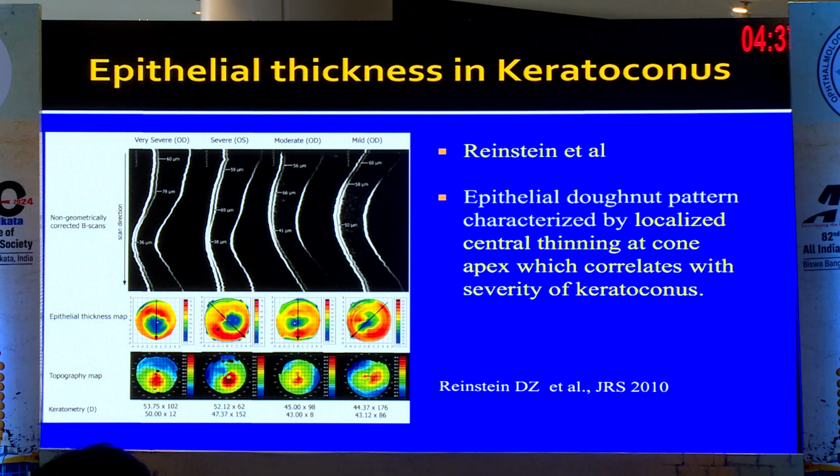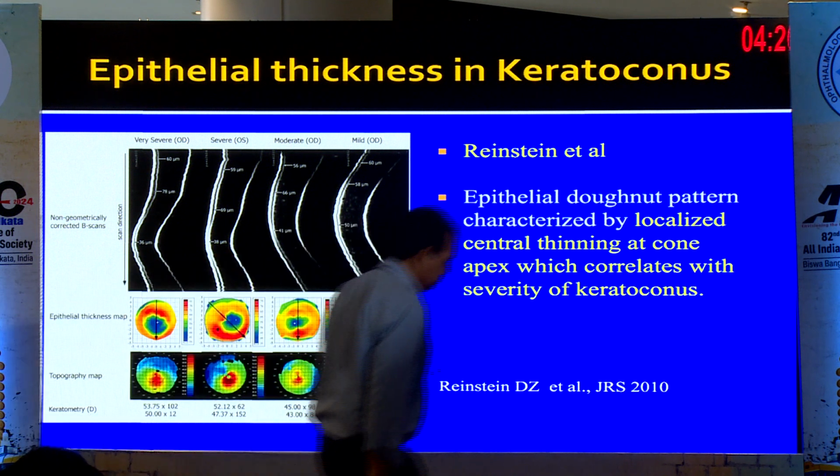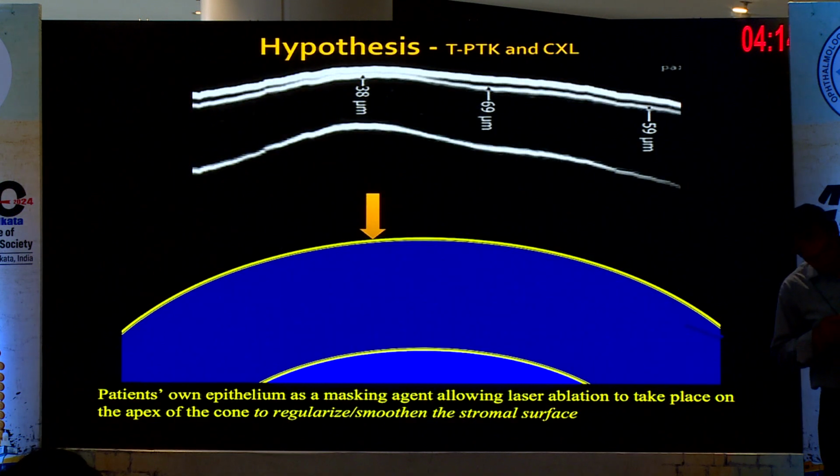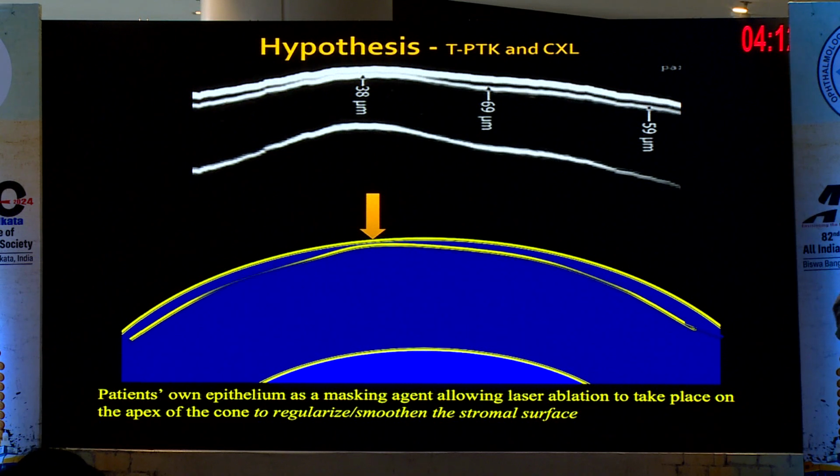to showcase that there is an epithelial donut pattern in keratoconus. That means that the corneal epithelium is very, very thin at the apex of the cone, and in an annular fashion it goes on becoming thicker. So as your keratoconus becomes progressive and goes into more severe stages, the epithelium becomes progressively thinner at the apex of the cone. Let's look at this with the help of a small animation.